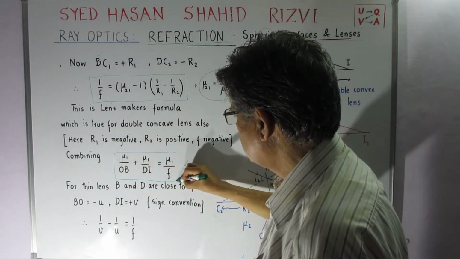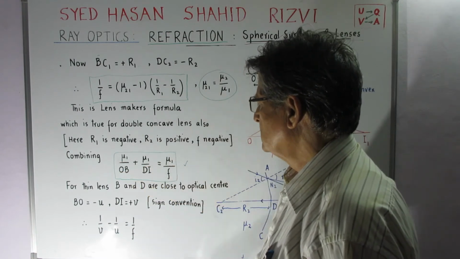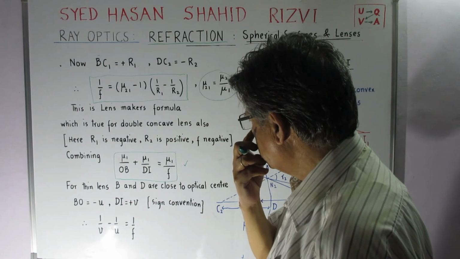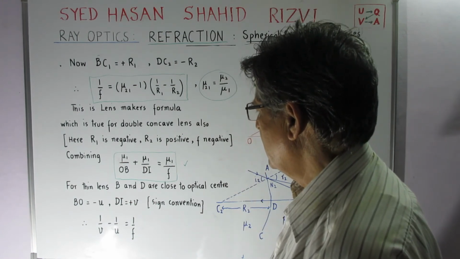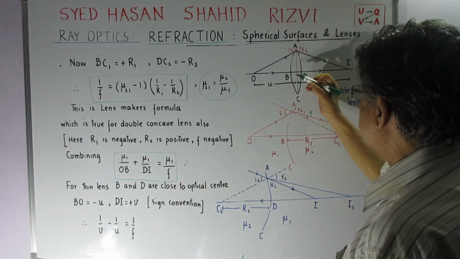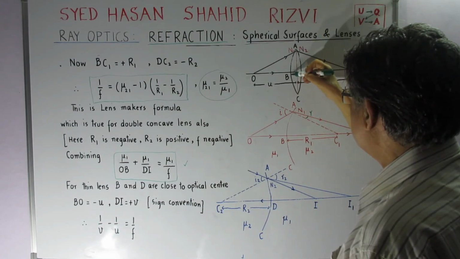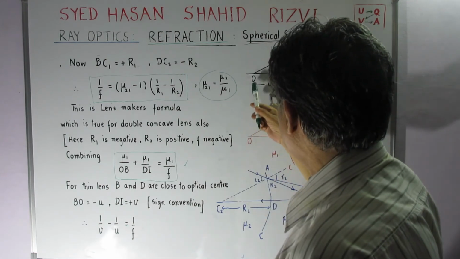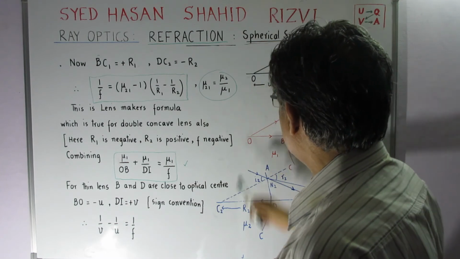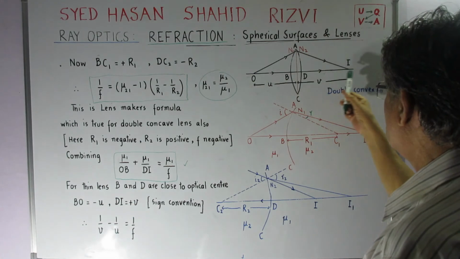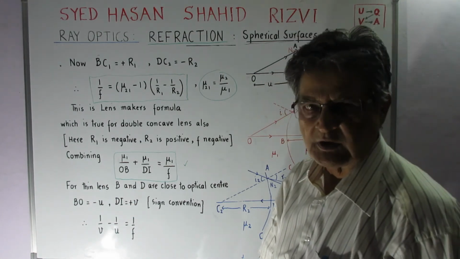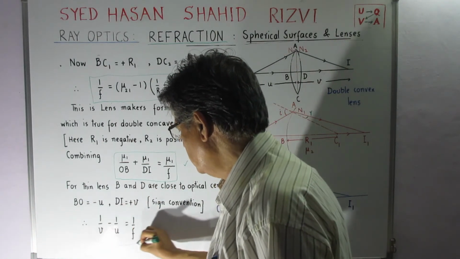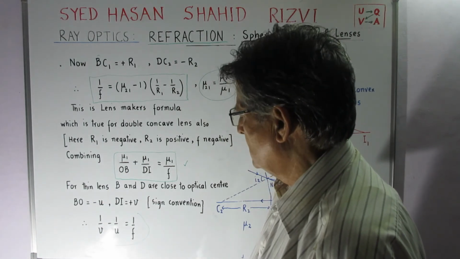You can see that in this formula mu1 appears throughout, so that will all be eliminated by dividing throughout by mu1, and then we find something very interesting. For the thin lens, B and D are close to the optical center, this is the optical center, because it is a thin lens, and when I substitute that BO is equal to minus U, because the ray is coming like this and this is in the opposite direction, and DI is equal to plus V, using the Cartesian sign convention, then we obtain the famous formula 1 upon V minus 1 upon U is equal to 1 upon F.